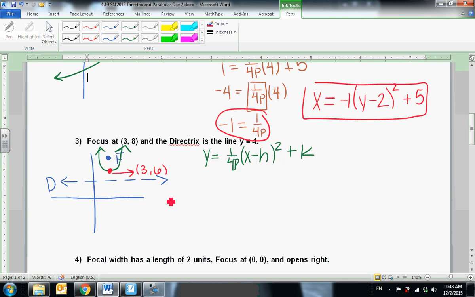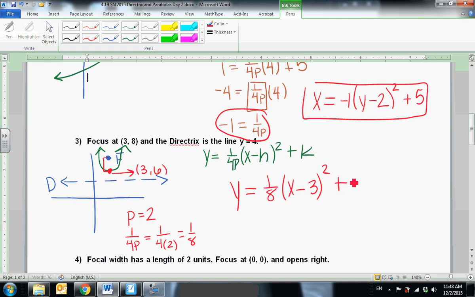We also need our p value. What's our p value? Okay, that distance from 3,6 to 3,8, what's our p value going to be? 2. So if p is 2, what's 1 over 4p? Good. 1 over 4 times 2, which is 1/8. All right, so let's write our equation. Y equals 1/8 times x minus what? 3 squared plus 6. Questions on that?